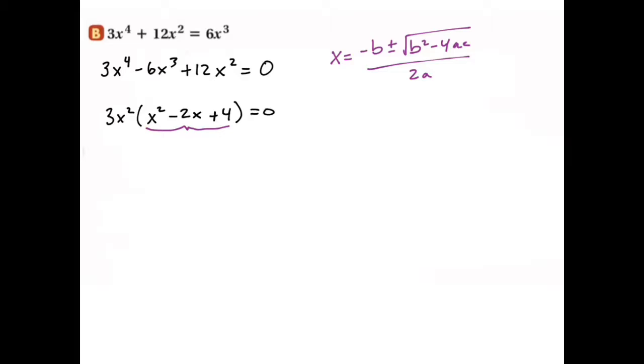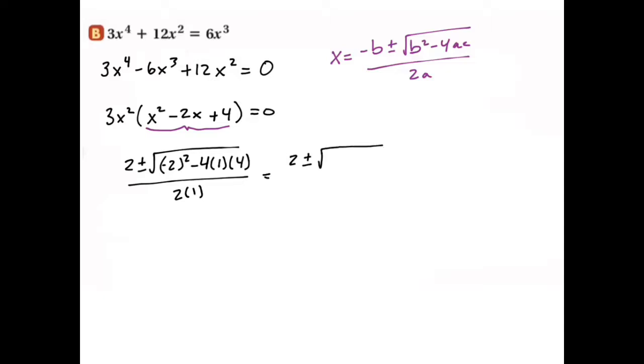All right, so I'm plugging in my values. My b value gives us 2 plus or minus the square root of negative 2 squared minus 4 times 1 times 4, all of this over 2 times 1. This is going to simplify to 2 plus or minus the square root of 4 minus 16, so this is negative 12, over 2. Well, I can simplify that even further.